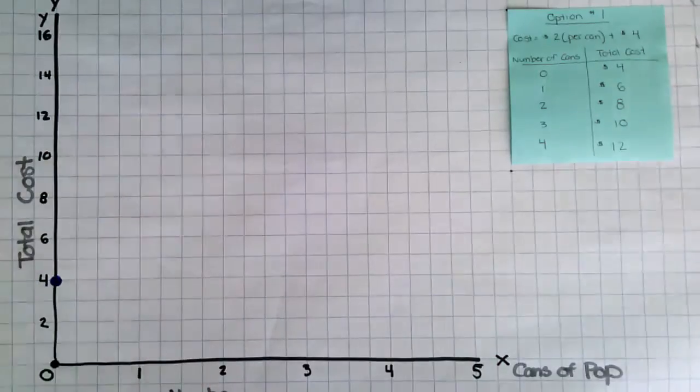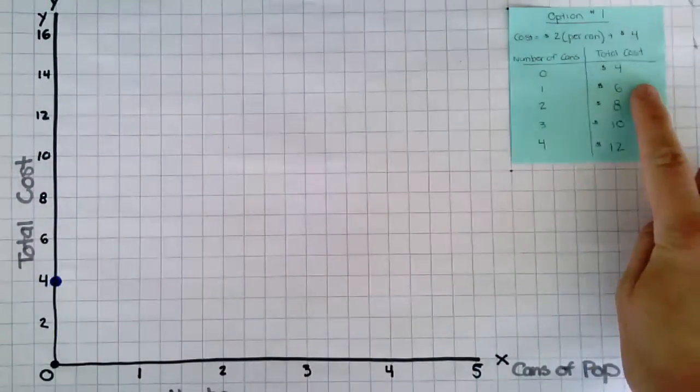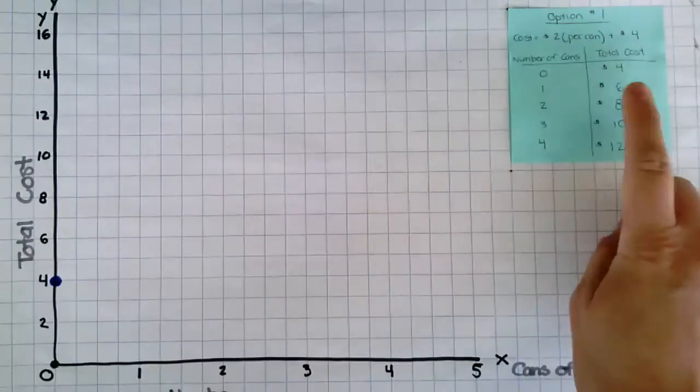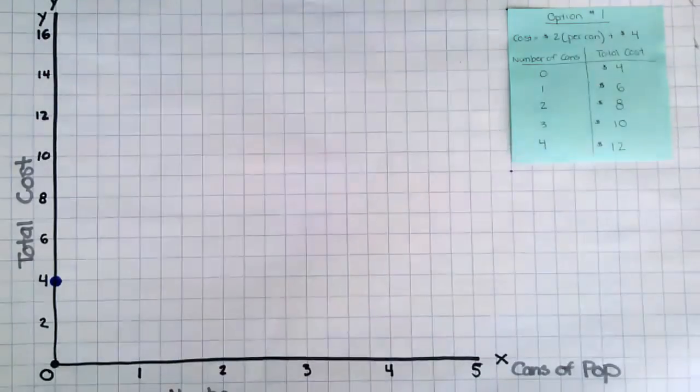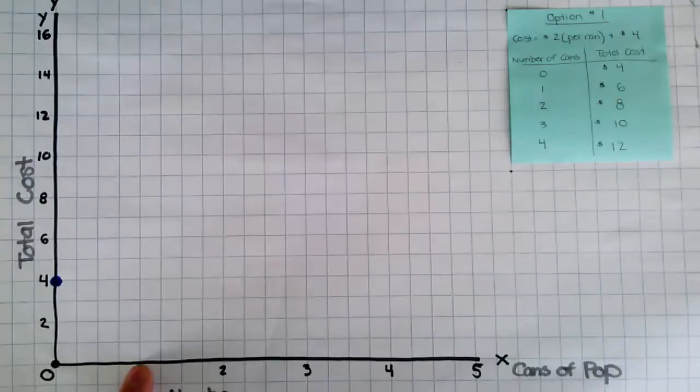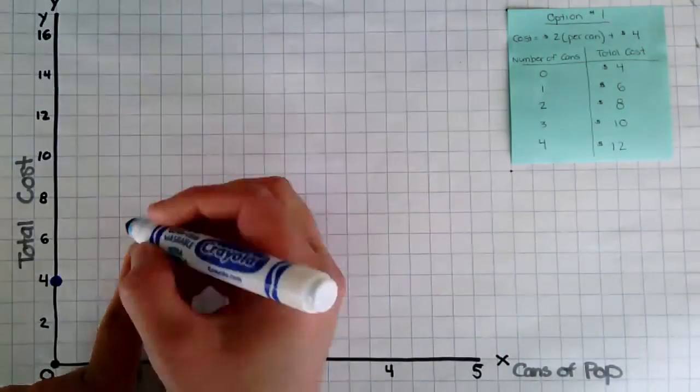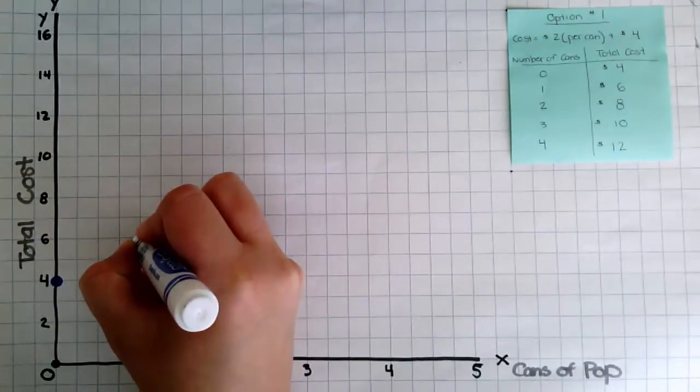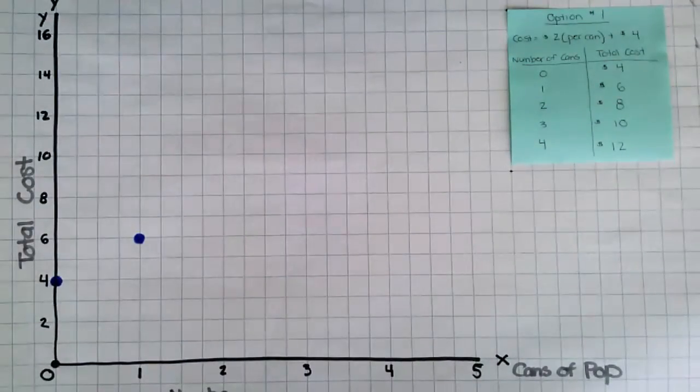Let's look at our next point. At 1 can of pop, it costs us $6. So we're going to find 1 along the bottom there, 1 can of pop. It's important that we're actually marking on the line, not the spaces in between, right on the line. So we go all the way up to 6 and put another dot there. This is also why it's important that we keep our spacing consistent. We want to make sure that the space between our numbers on our scale is consistent so that it gives us a nice even spread of data.